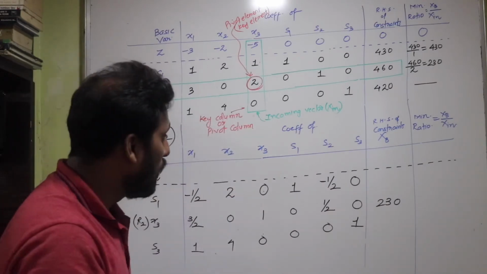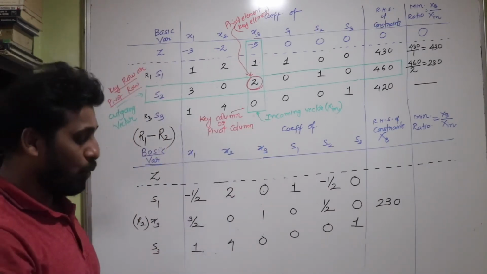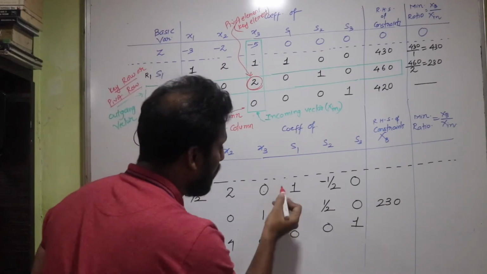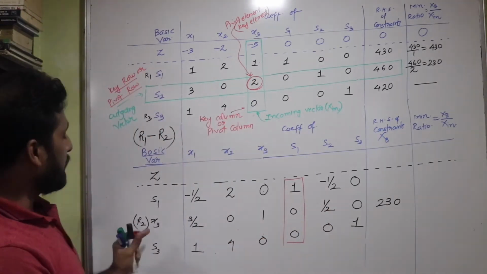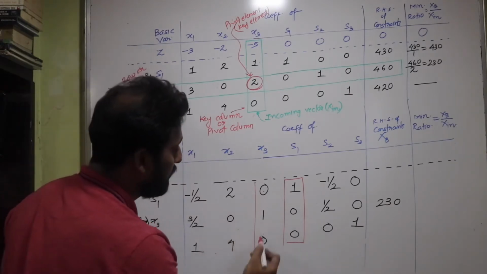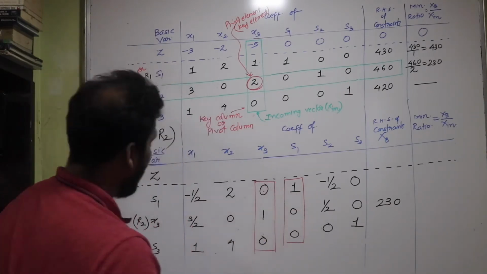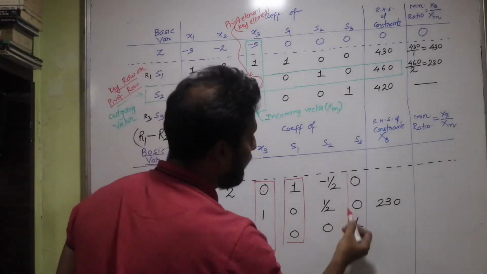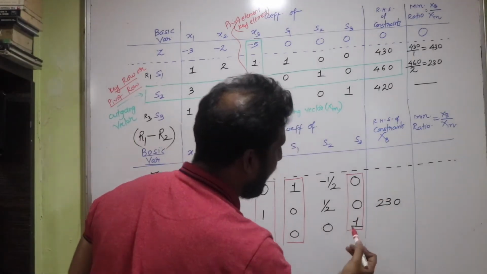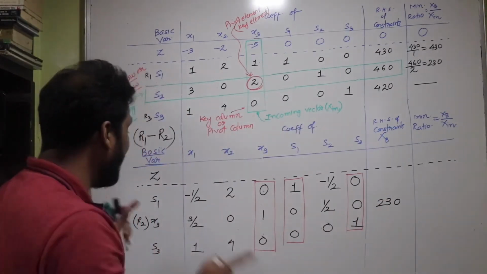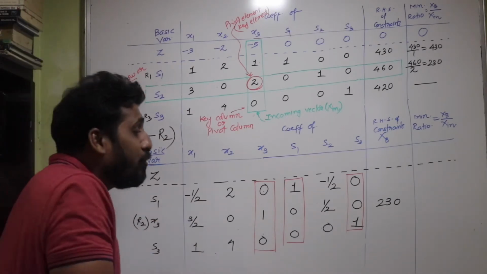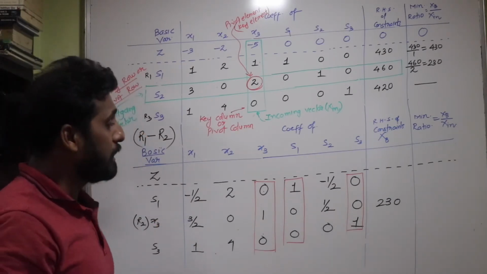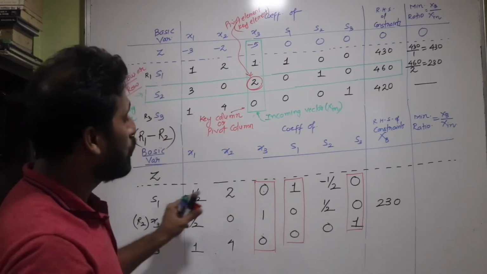Now do you observe the first variable is S1. Take a look at the column of S1. It is 1, 0, 0. Then the next is X3. It is 0, 1, 0, isn't it? And the last one is S3. It is 0, 0, 1. So are they again forming a basic matrix? That is why these variables are called the basic variables. They have to make the basic matrix. So this is how I've got so far.